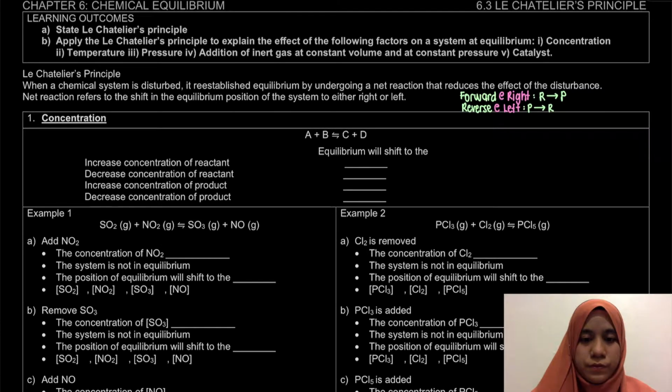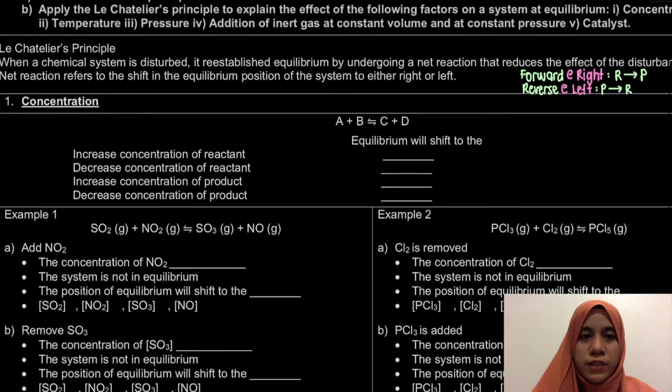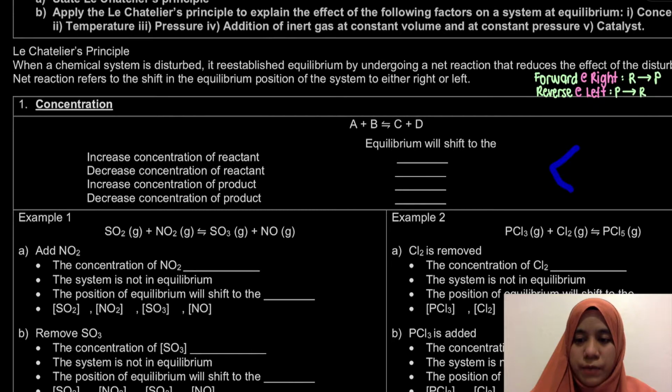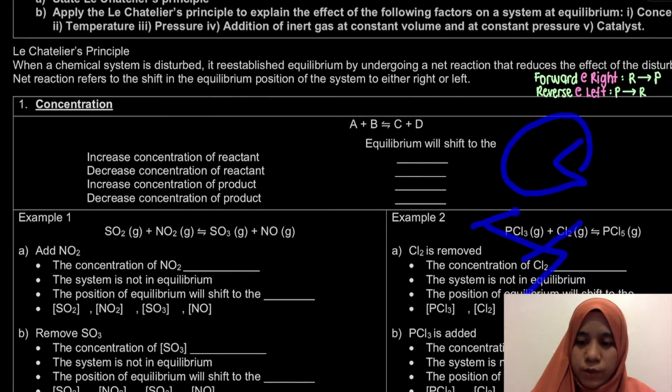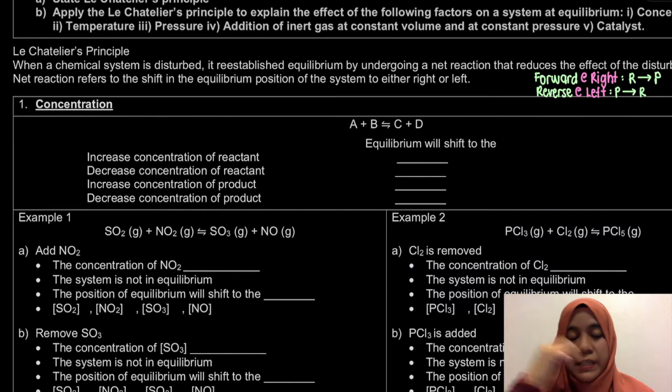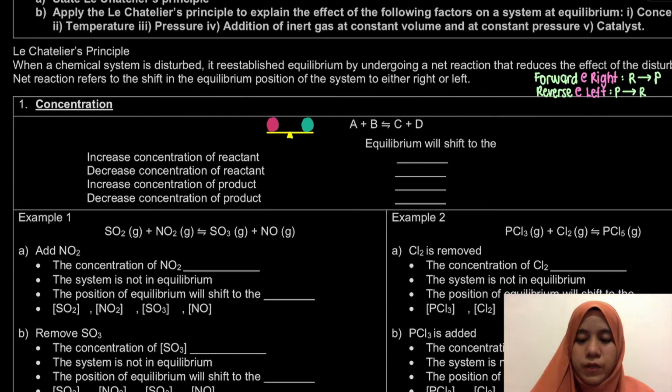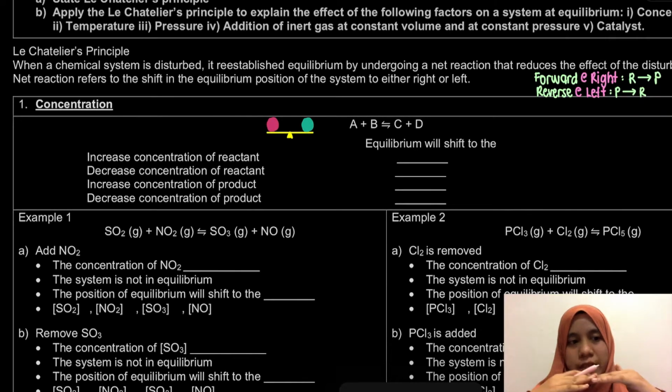When we learned reaction quotient, I taught you about the Pac-Man, one like this and another like this, shift to the left and shift to the right. But in this case, for concentration, for the equation itself, I like to use a seesaw to show that it is balanced. When it is a seesaw, I just want to show you that the reaction is balanced, because equilibrium means it is balanced.